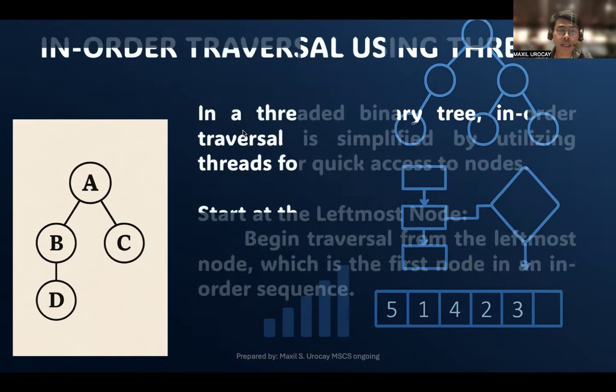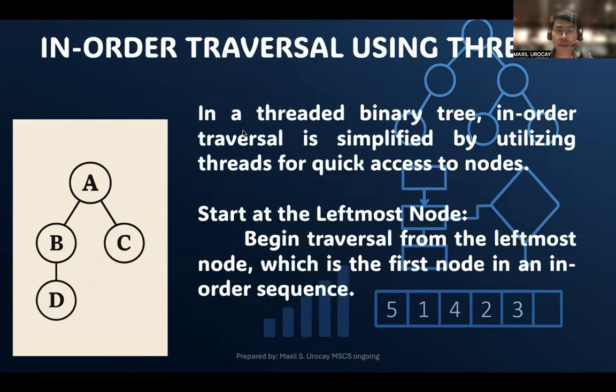And then here, the in order traversal using threads in a threaded binary tree is simplified by utilizing threads for quick access to nodes. So we actually start at the leftmost node, beginning traversal from the leftmost node, which is the first node in your in order sequence.